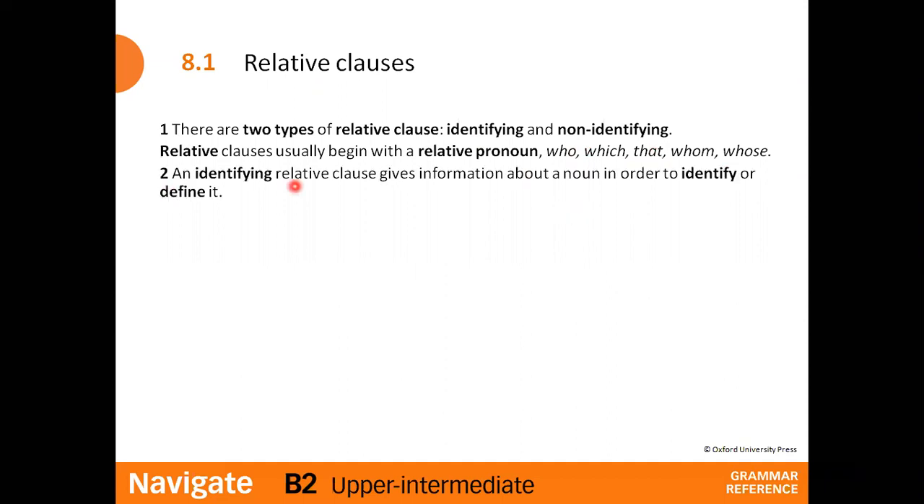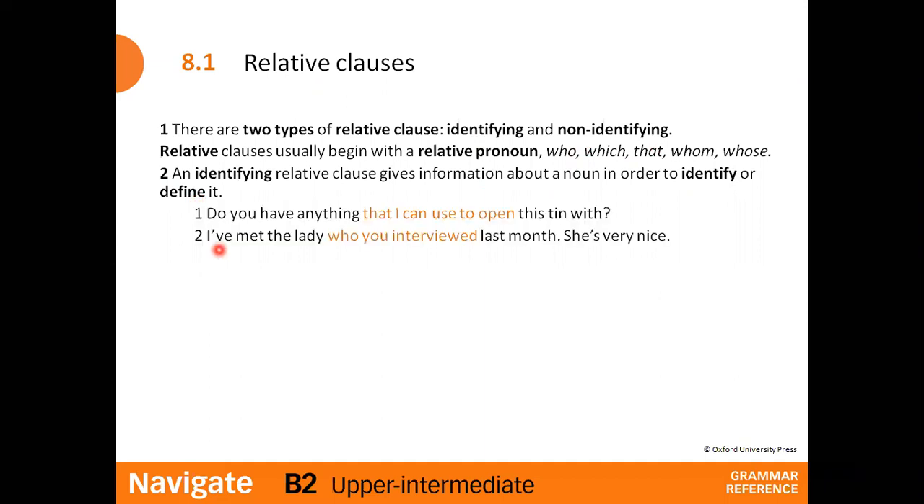An identifying relative clause gives information about a noun in order to identify or define it. That's why it's called an identifying relative clause or defining relative clause. For example, do you have anything that I can use to open this tin with? Here you can see the relative pronoun is that, and the identifying relative clause is that I can use to open.